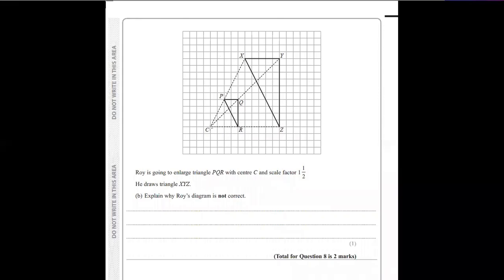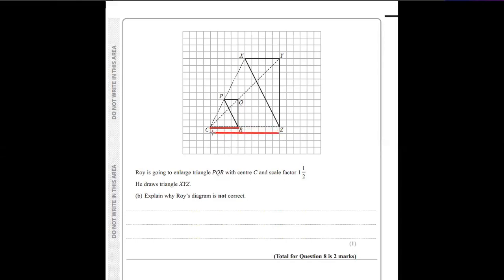How far is this? How many squares away is this? 1, 2, 3, 4, and then 1, 2, 3, 4, 5, 6. So what do you think that person has actually done? He's won by 1.5.